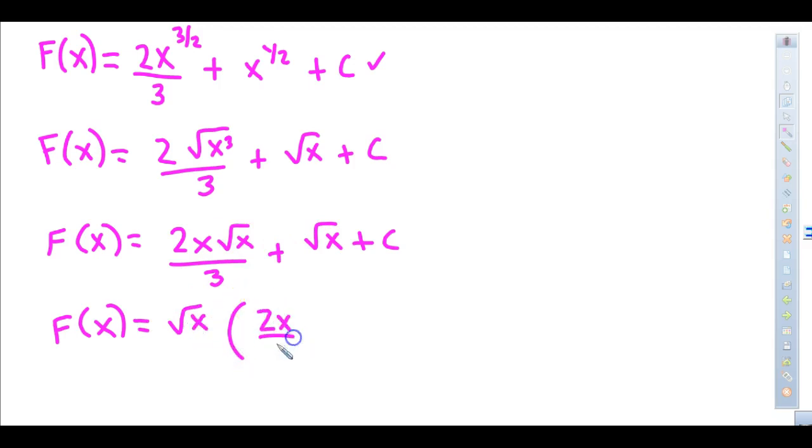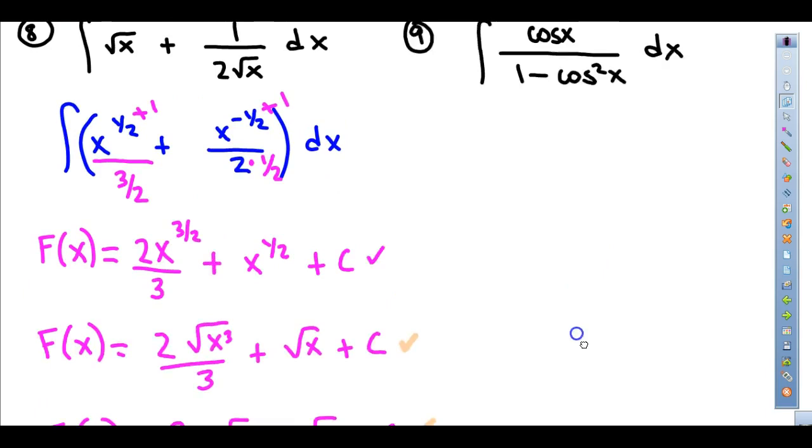So 2x over 3 plus 1. Oops, plus c. Okay? Yep, I've seen a lot of different crazy things, okay? So you might see any of those things right there. Alrighty? Okay, let's go over to number 9.